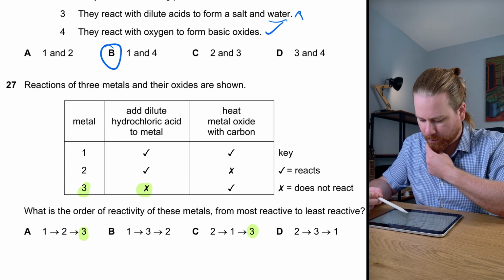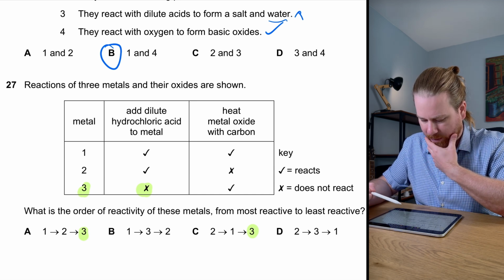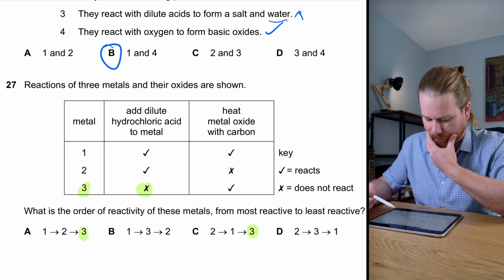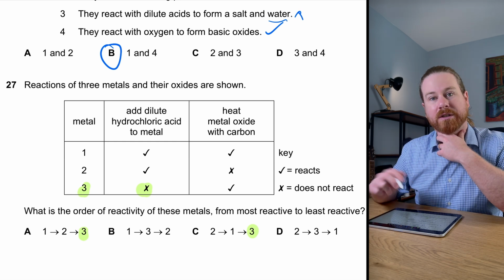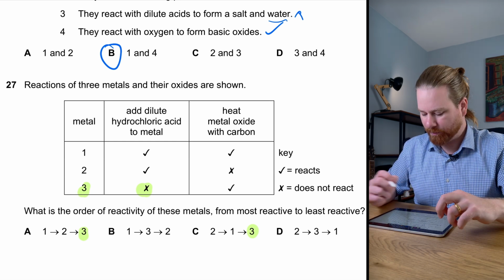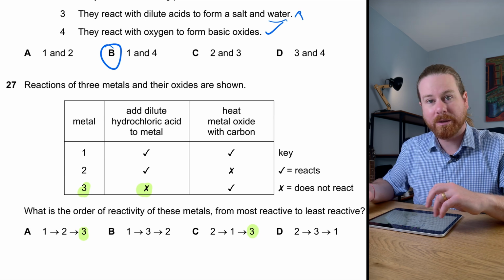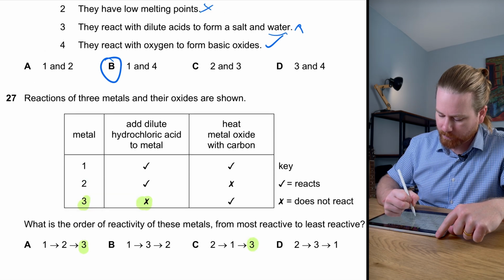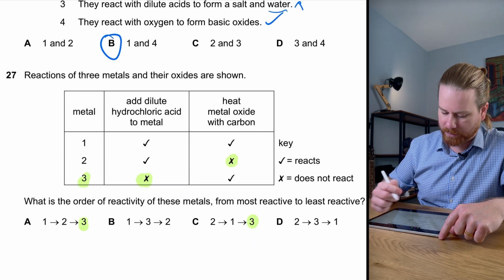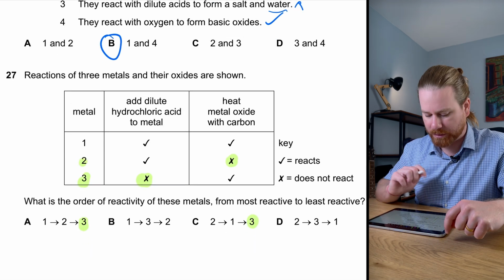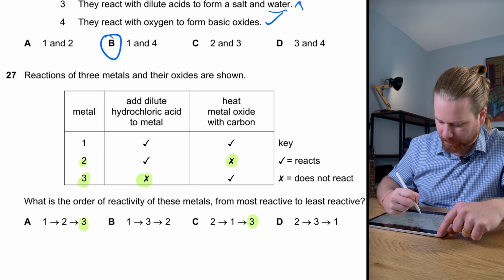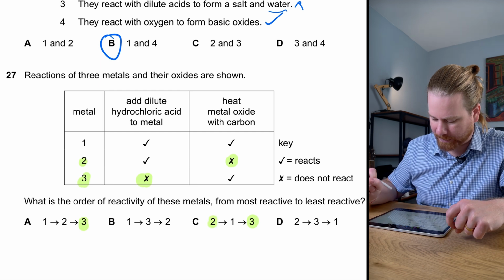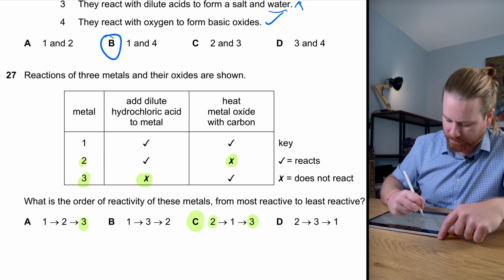Heat the metal oxide with carbon. So the carbon is used to displace the oxygen. And if it can't, that means that metal is more reactive than carbon. So here we go. So number 2 is our most reactive. And here we go. That checks out. We've got a 2 over here. So our answer has to be C.